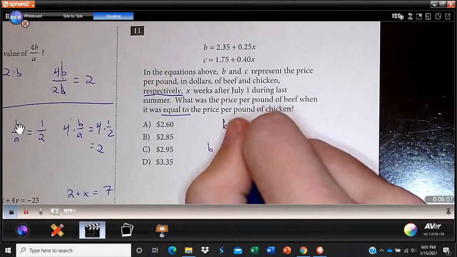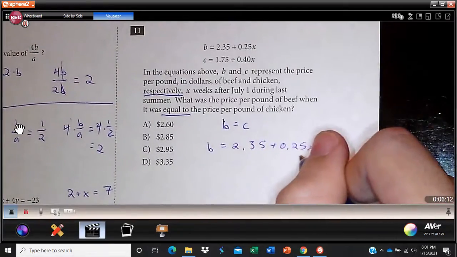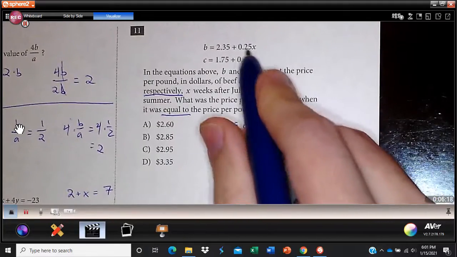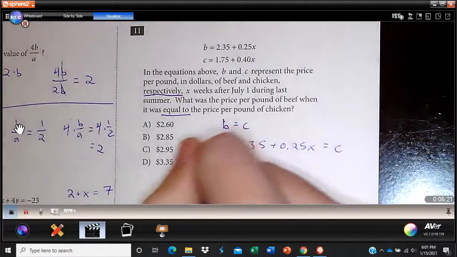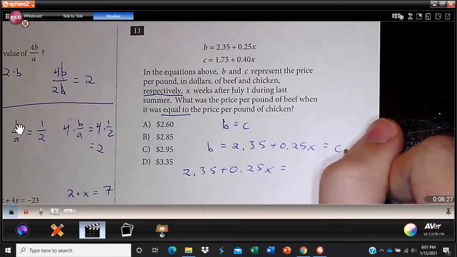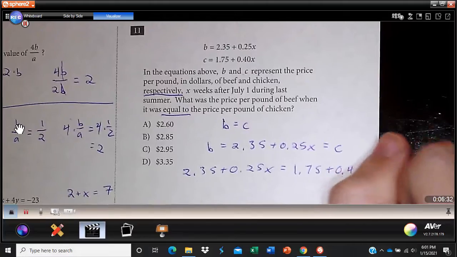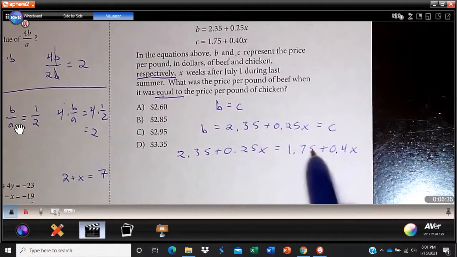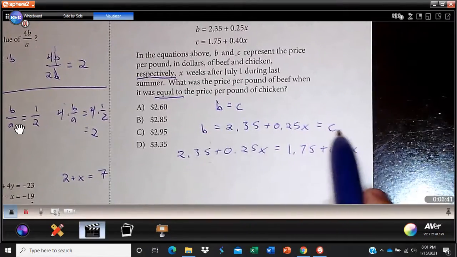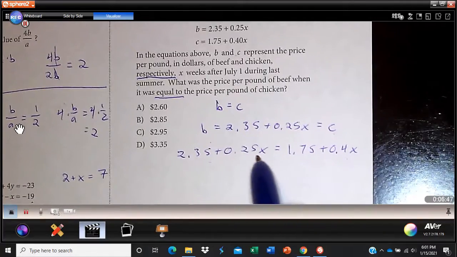Let me just write the first equation here. 2.35 plus 0.25x. So B is equal to this, but B is equal to C, so this thing is also equal to C. But C is also equal to this thing, so 2.35 plus 0.25x is equal to C, which is equal to this, so I'm just going to plug that in, 1.75 plus 0.4x. And now I have this expression. And this is actually something that I can solve. I couldn't really solve anything before because I didn't know what B was, I didn't know what C was, but now I have an equation that has one variable in it, just x. So you can see that here.